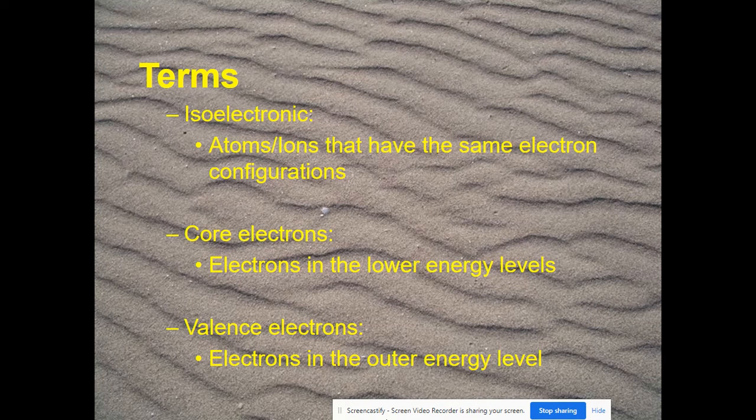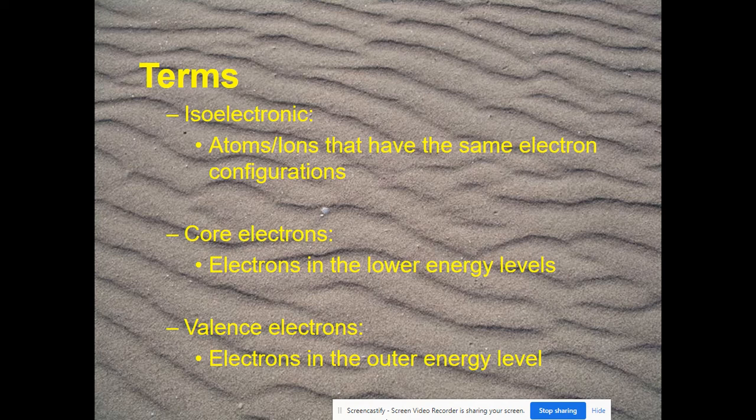Okay, so today I want to go over shorthand electron configurations. Before we do this, I want to go over a few terms that we will be using in shorthand configurations and also when we go over ions. Isoelectronic is a term that just means that you have an atom and you have an ion, typically. Remember, ions are formed when you lose or gain electrons. These are atoms and ions with the same electron configuration.